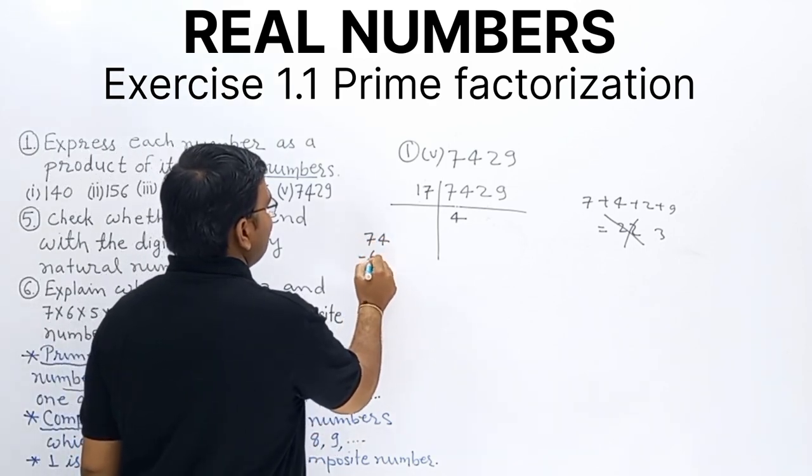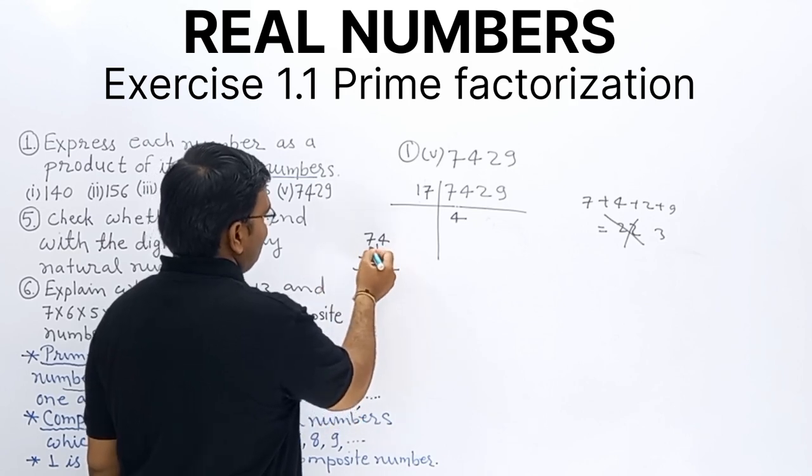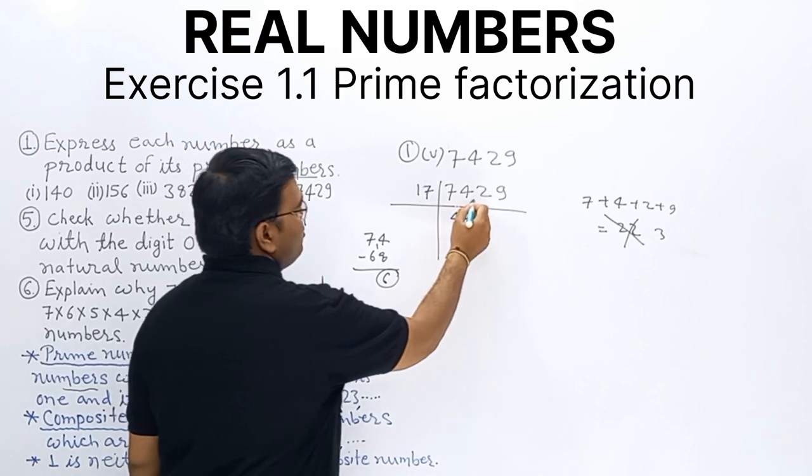68. 74 minus 68. What is the remaining? 14 minus 8 is 6. There is a 0 in the 6 place. Only 6 is remaining. 6 we will put there.